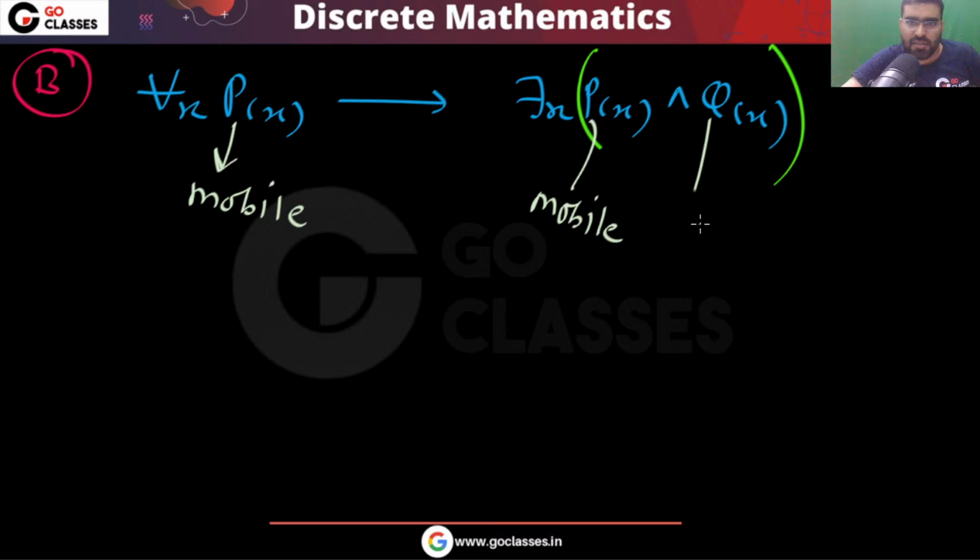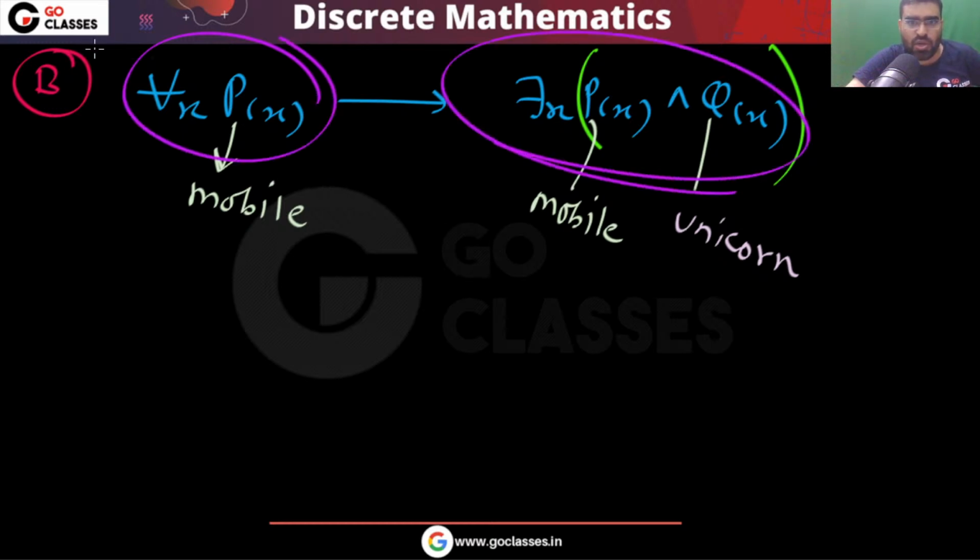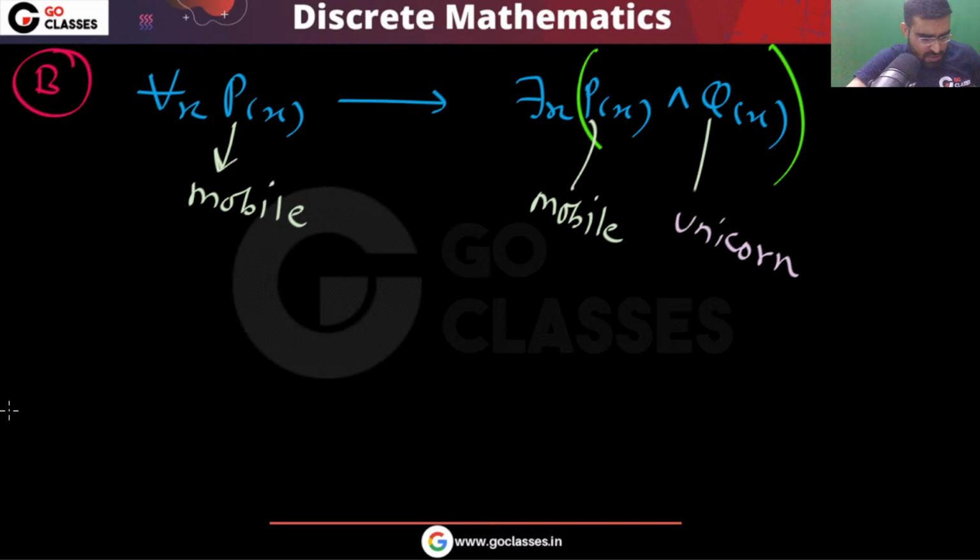Is there anything which no one has? A unicorn. You can assume some unicorn, or a magic pencil or magic wand, whatever. So tell me, if everyone has a mobile, then can I say there is someone who has a mobile and a unicorn? Intuitive proof, very intuitive proof. If everyone has a mobile, can I say someone has a mobile and a unicorn?